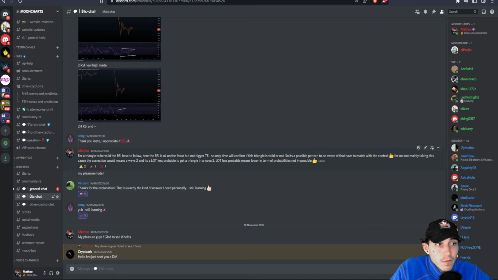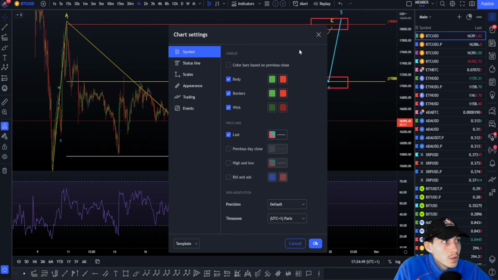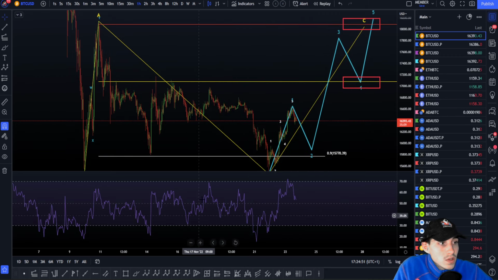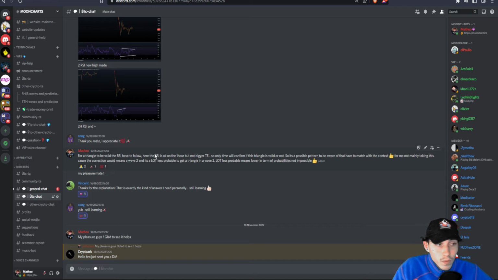So as I said here, for a triangle to be valid, the RSI has to follow. Here the RSI is okay for the 1 hour, but not on the bigger time frame. So only then do we confirm whether this triangle is valid or not. And after a few days here, as you can see, the 1 hour RSI just did some new highs and everything. So again, not valid anymore. So at the end, you can confirm by yourself that this is not a valid triangle.